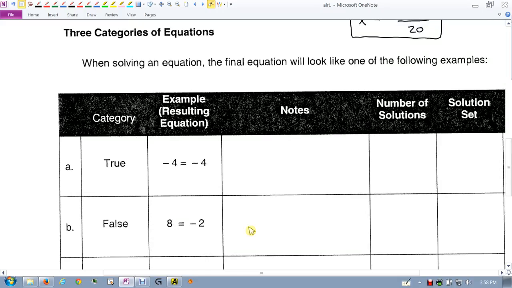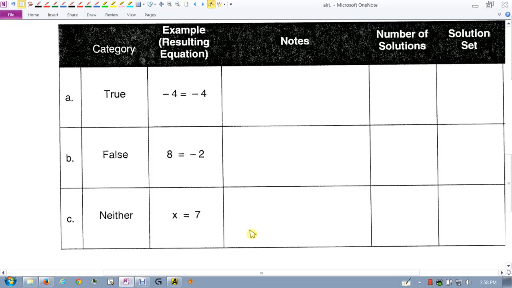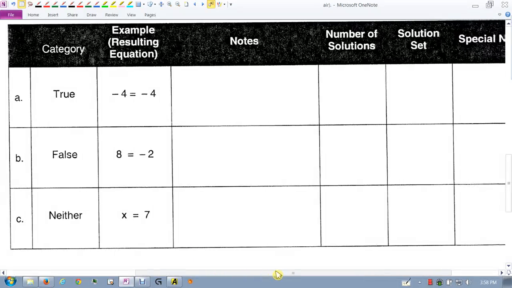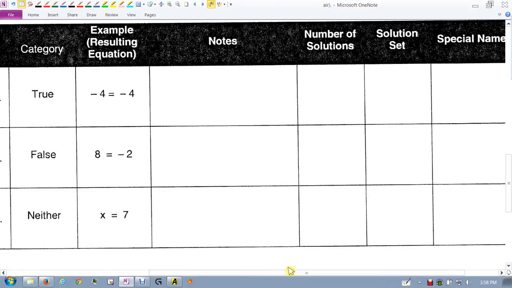So 3 categories of equations. When solving an equation, the final equation will look like one of the following examples. So everything we've done up to this point, we got like x equals 4, x equals 7, or whatever it is. But what if you solve an equation, you're working through it, and at the very end you get a statement that looks like this. Your x's all go away, and all you're left with is negative 4 equals negative 4. What does that mean? That means that it's true, right? I mean, that means that no matter what the x is, the equation is always true.